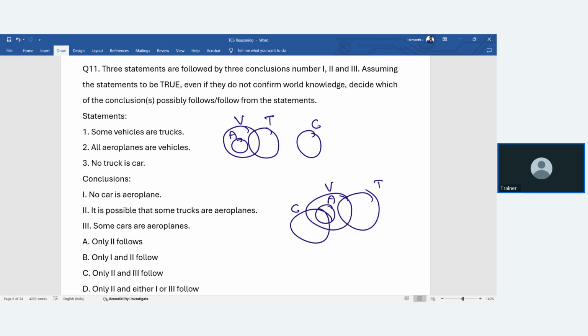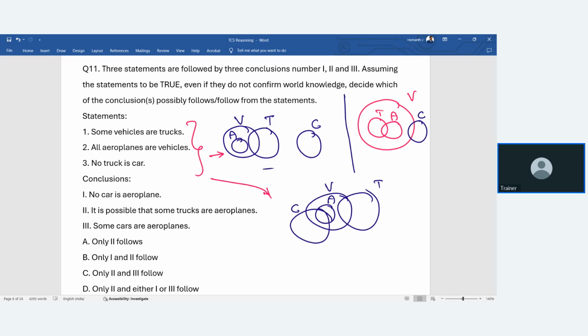You see, is this statement satisfied by the diagram? You check. Yes, for sure it's satisfied. Truck and car not connected. All aeroplanes are vehicles. Some vehicles are trucks. Fine. In fact, I can draw another diagram. Some vehicles are trucks. All aeroplanes are trucks. No truck is car. I can draw like this also. This is also fine. You can see three different diagrams we mapped. Still, you can draw many more.